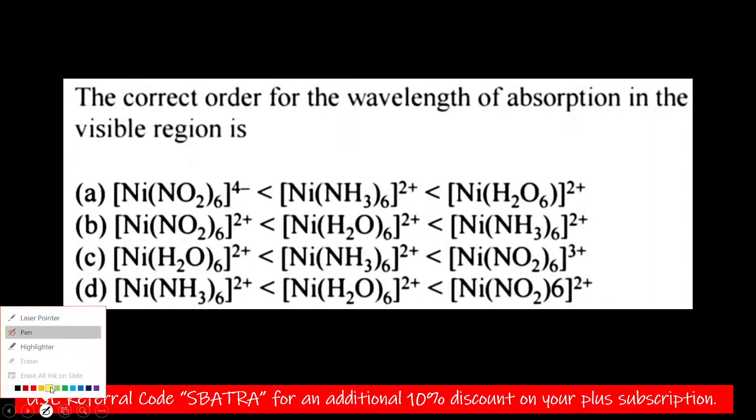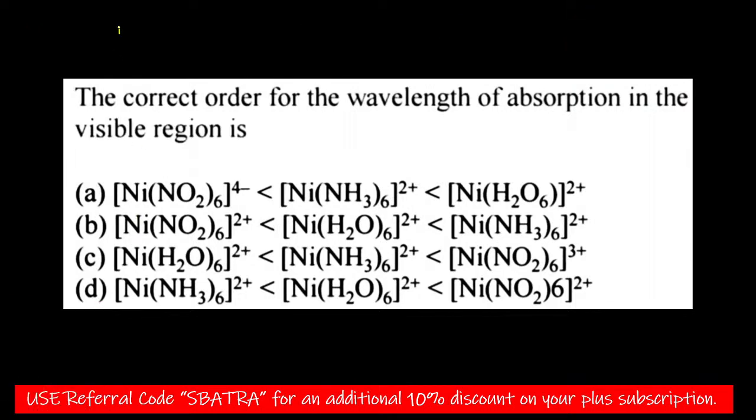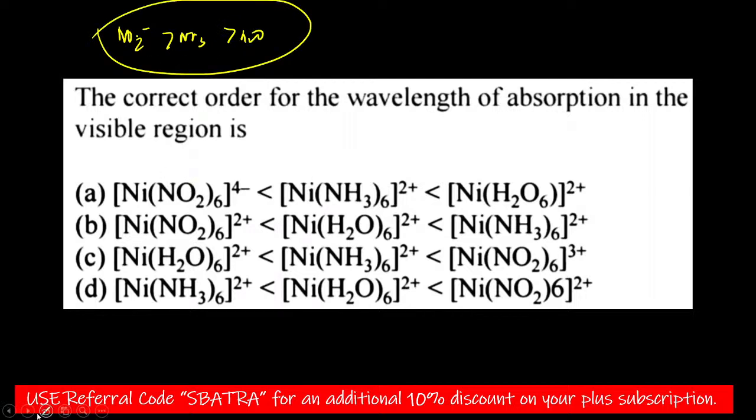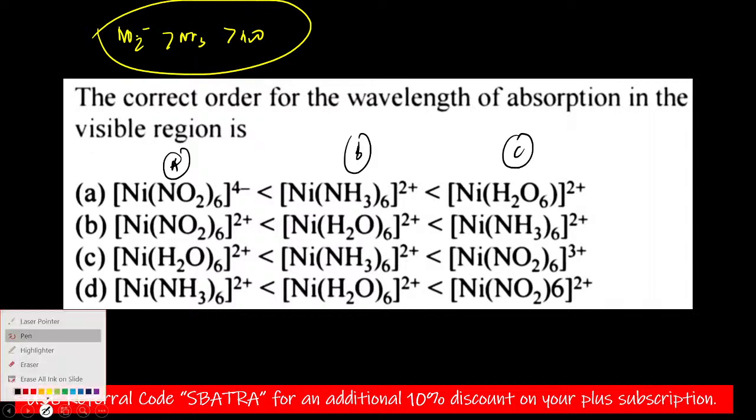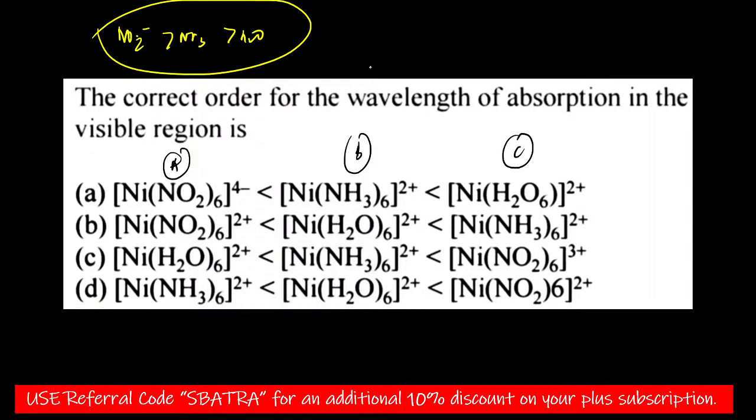Just check the spectrochemical series once. NO2 is a strong field ligand if I compare ammonia and NO2. So let's suppose this is your A complex, this is your B complex and this is your C complex. If I want to write the correct energy order, definitely A would be greater than B would be greater than C.